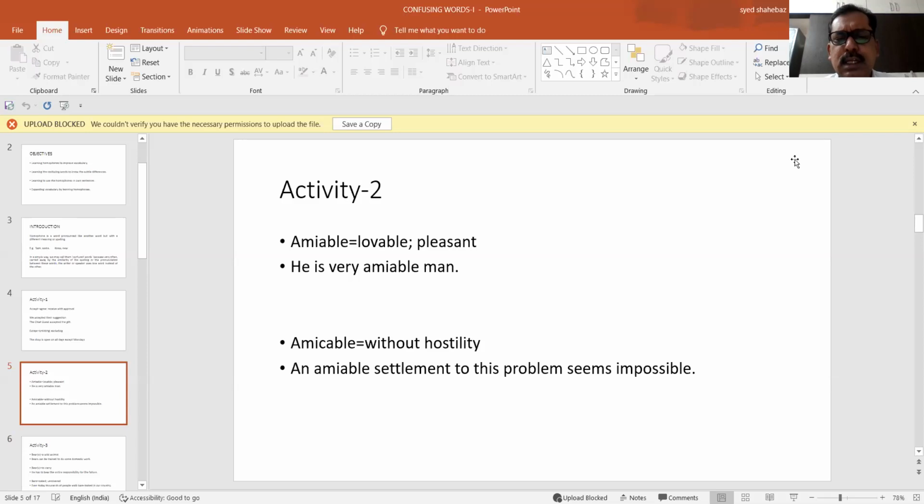An amicable settlement to this problem seems impossible. Amicable means a friendly settlement, a cordial settlement; to this problem seems impossible. Amicable means without hostility, without ill will, without confrontation.